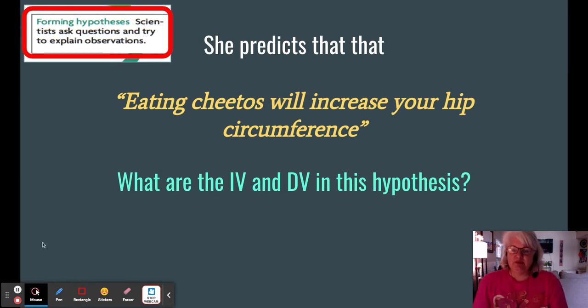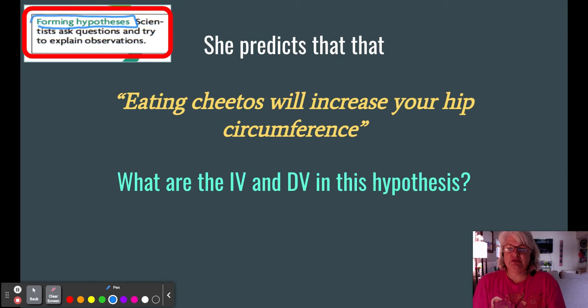So I have to come up with a hypothesis, right? The first thing you do is you ask a question or do an observation, and then you form a hypothesis. So here's my hypothesis: eating Cheetos will increase your hip circumference. So what is the IV, the independent variable, and what is the DV, the dependent variable, in this hypothesis? Pause the video and answer that question.